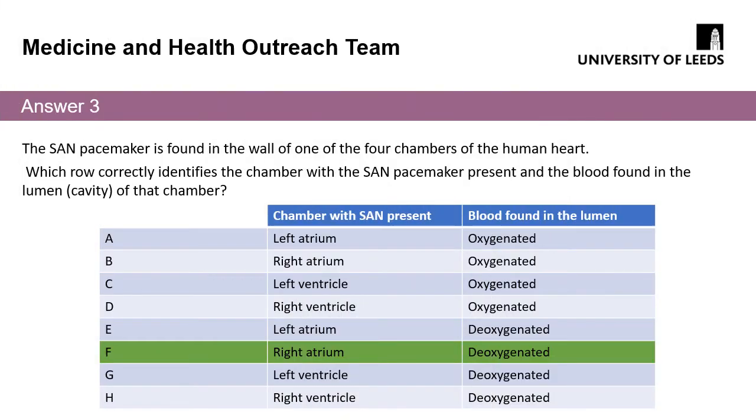The correct answer for question 3 is option F. This is because we know that the SAN pacemaker is found within the wall of the right atrium. From this, we can deduce that the only viable options are B and F. To whittle it down to decide the final answer, we must realise that the left side of the heart pumps oxygenated blood to the body and that the right pumps deoxygenated blood to the lungs. This means only F satisfies that.